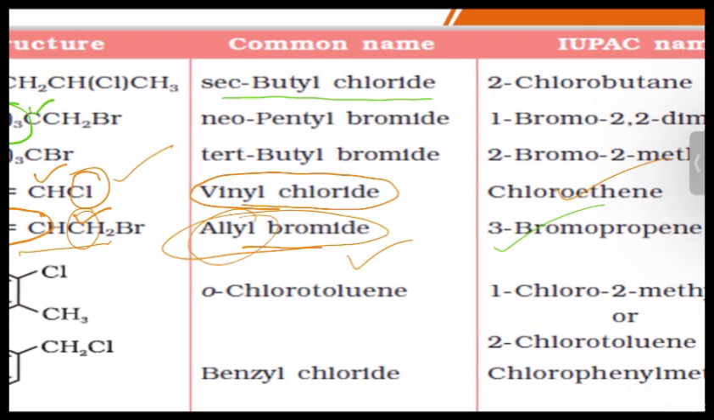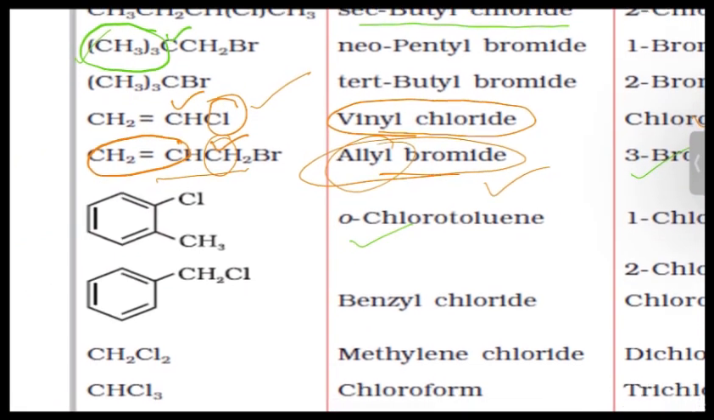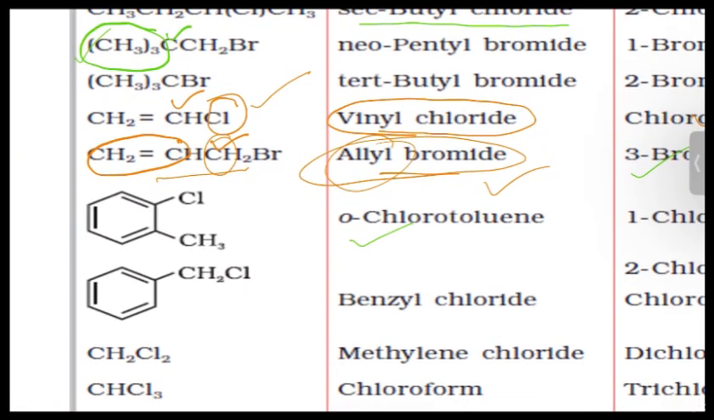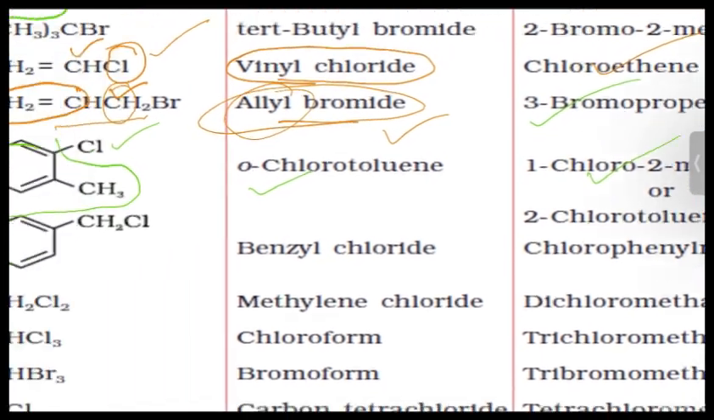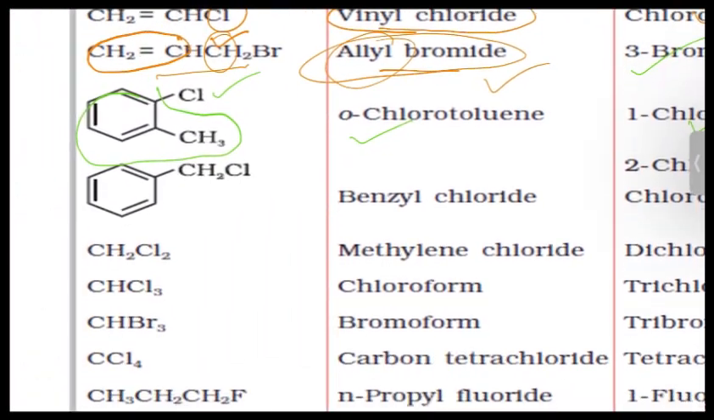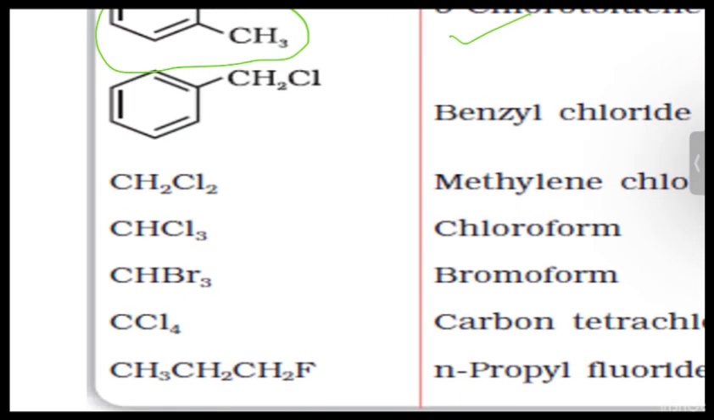That's why 3-bromo. Same way you have orthochlorotoluene. Ortho positions, toluene means benzene with CH3. Ortho position on either side you can put Cl. So it becomes 1-chloro-2-methylbenzene, or you can call it 2-chlorotoluene also. Another interesting example.